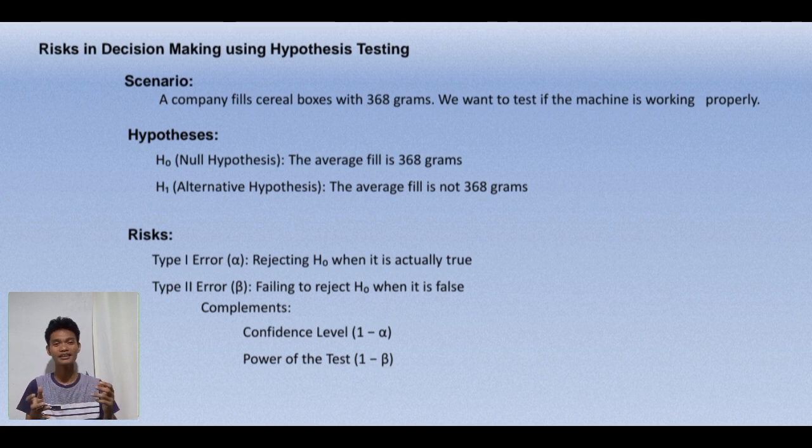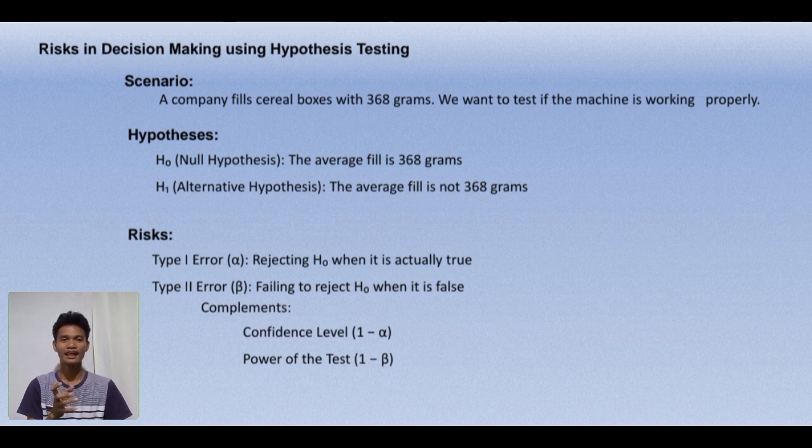So now here's where the risk comes in. If we reject the null hypothesis, saying there's a problem but the machine was actually fine, we've made a type 1 error. We just made a false alarm. On the other hand, if we don't reject the null hypothesis, saying everything's okay but the machine was actually faulty, that's a type 2 error. We missed the chance to catch a real issue.